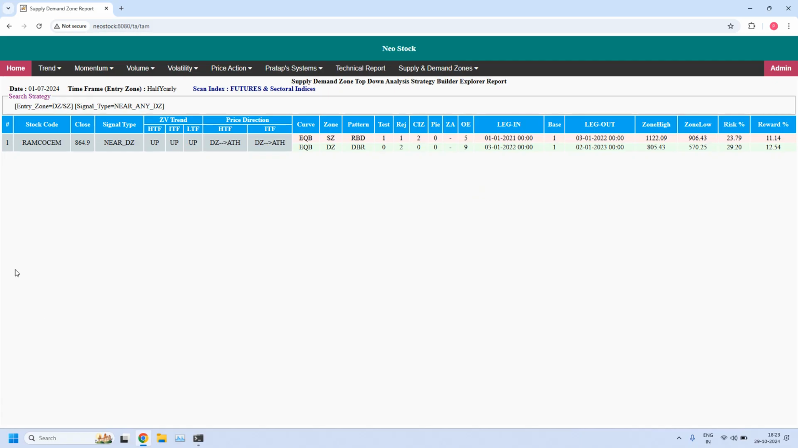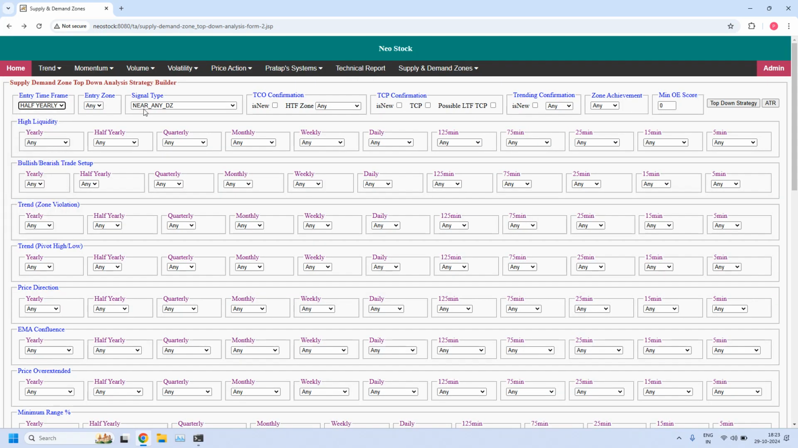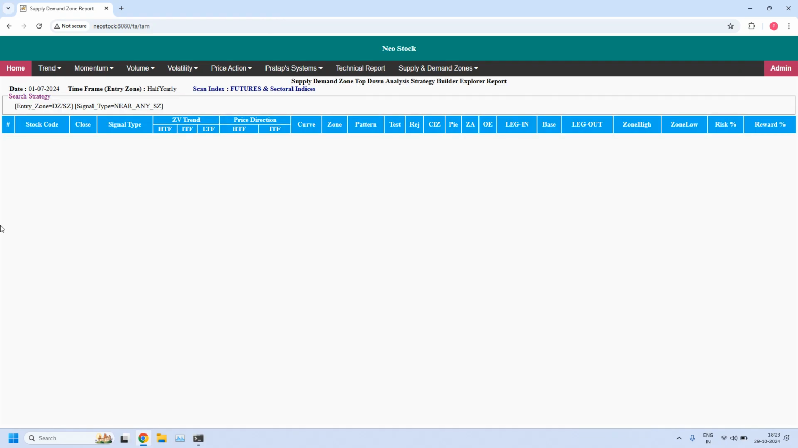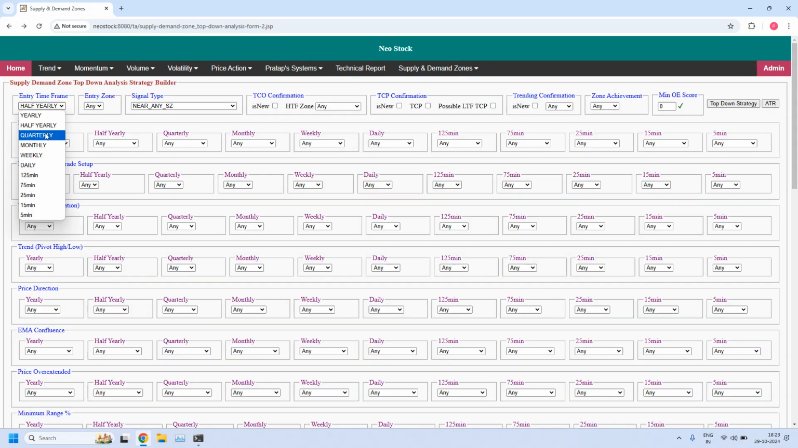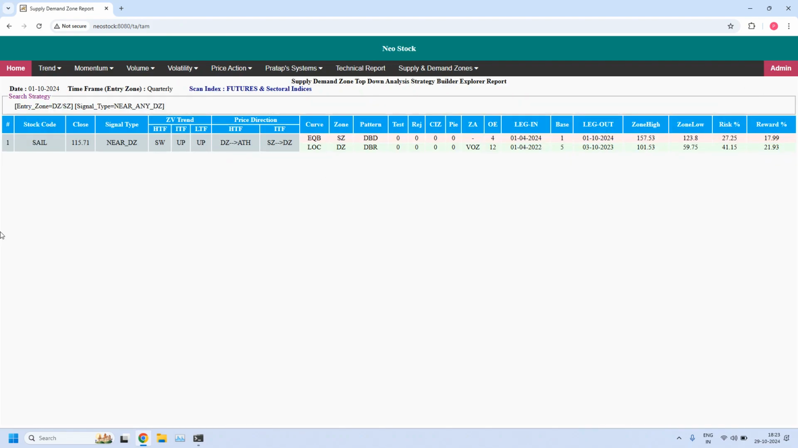Okay, next report, half yearly time frame. Let us find the stocks near half yearly supply zone. No stocks are available. Next time frame is quarterly. Let us find the stocks near quarterly demand zone. One stock is near to the quarterly demand zone.